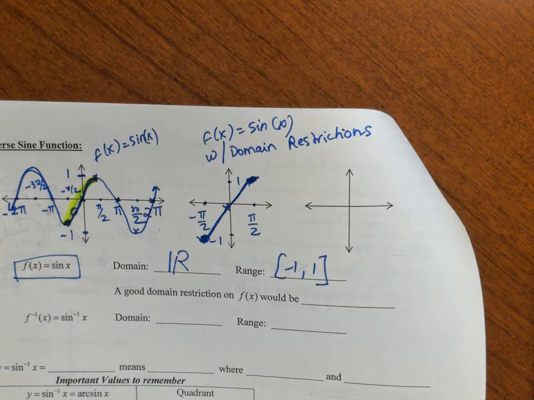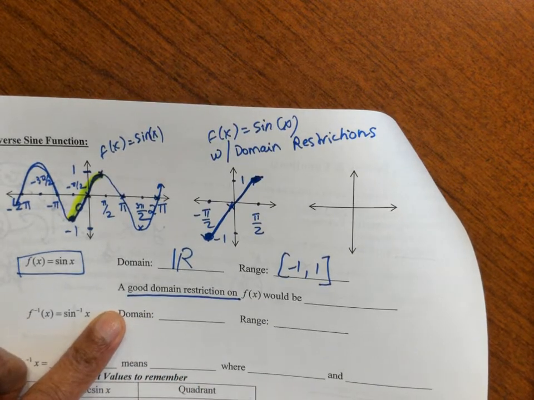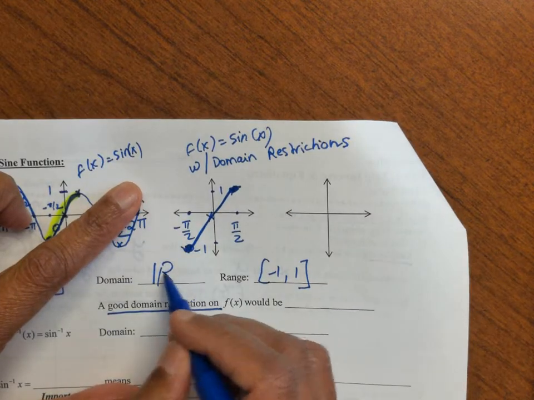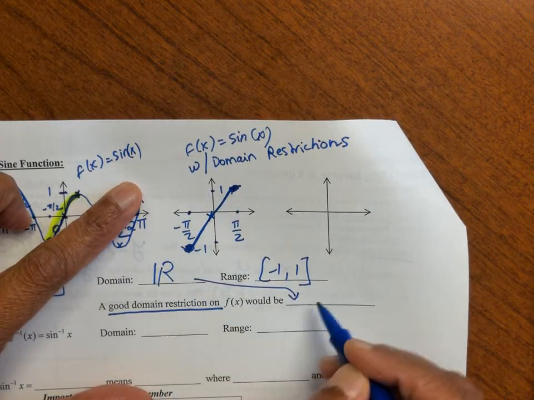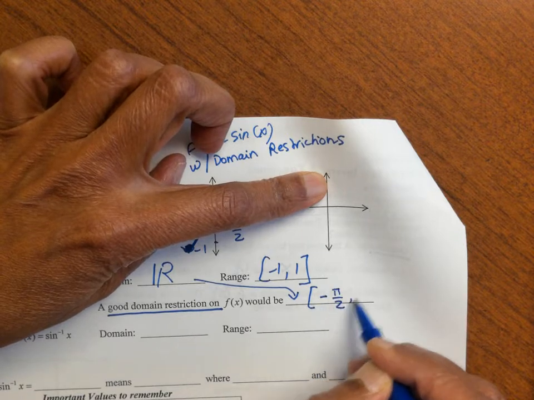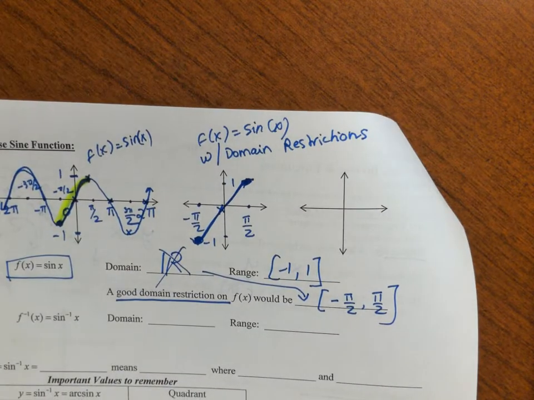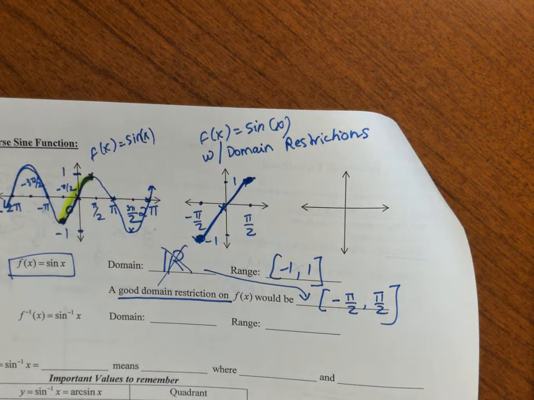Because we are talking about inverse, we are going to do a domain restriction. So my new domain, instead of this, is going to be negative pi by 2 to positive pi by 2. So it will no longer be this, it will be that.